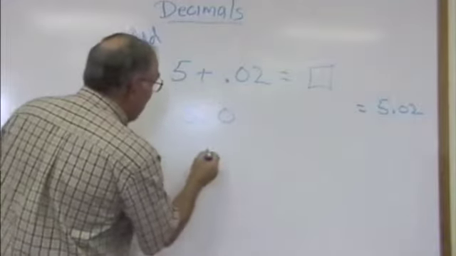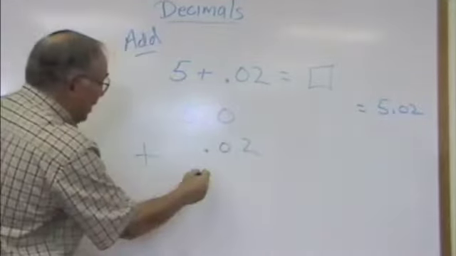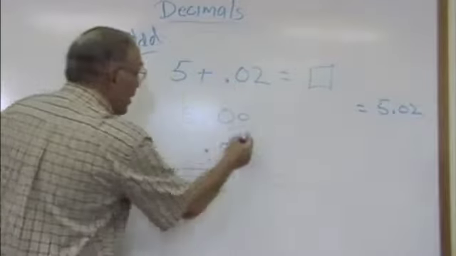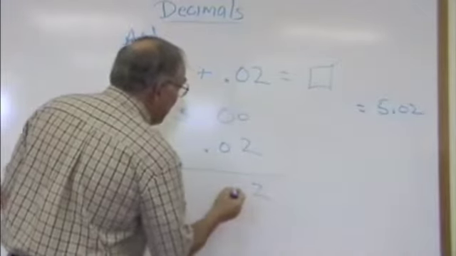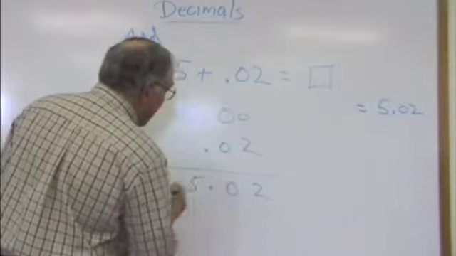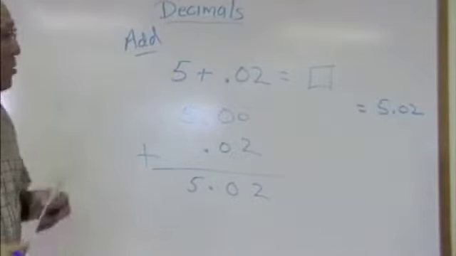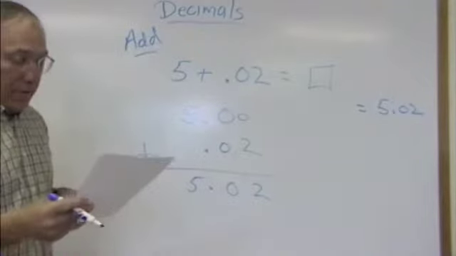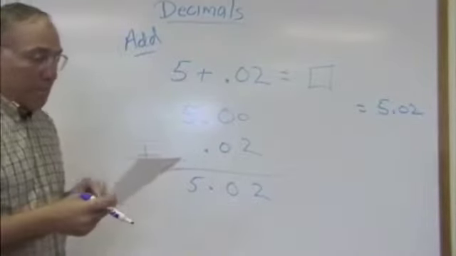Plus 0.02. Now we can line up the decimal points. Now we can square off our problem with an extra 0 here. If we add these now, we get 2, we get 0, and there's our $5.02. So if they give you a whole number with no decimal point, you give it one, right after the number itself.